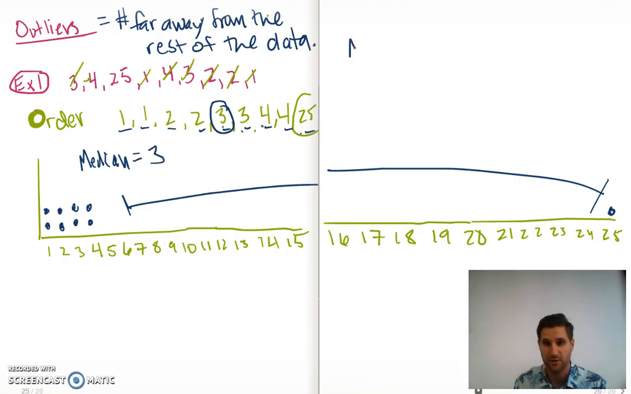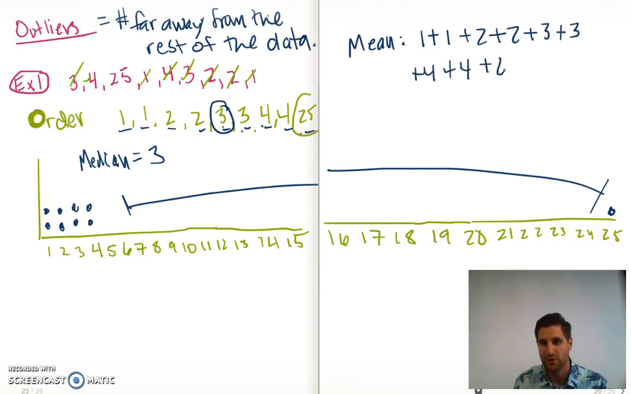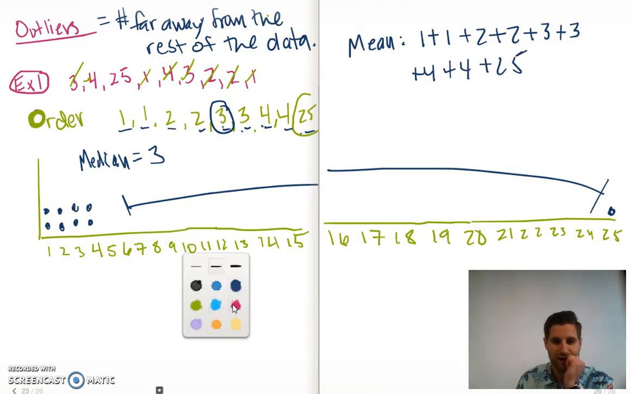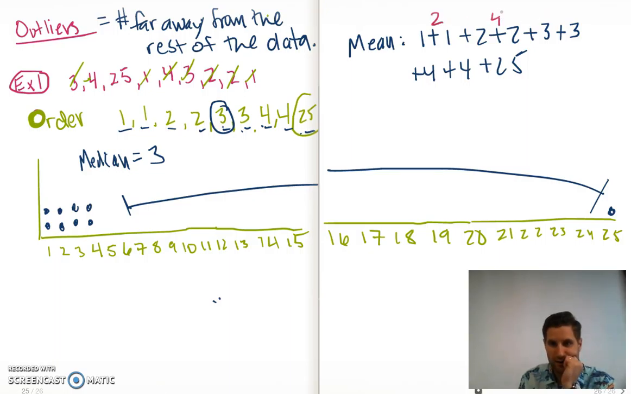Well, let's find the mean. 1 plus 1 plus 2 plus 2 plus 3 plus 3 plus 4 plus 4 plus 25. Let's do this in our head. Do you think we can do it? I think we can. Well, kind of in our head. Alright, 1 plus 1, that's 2. That's 4. That's 6. That's 8. And that's just 25.